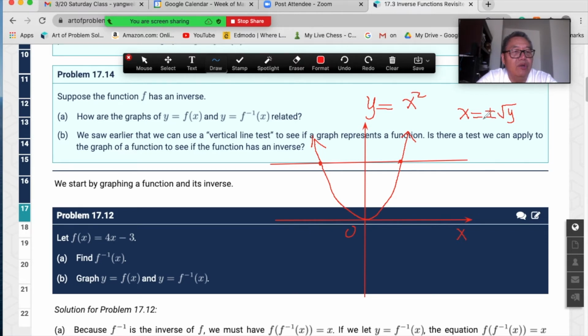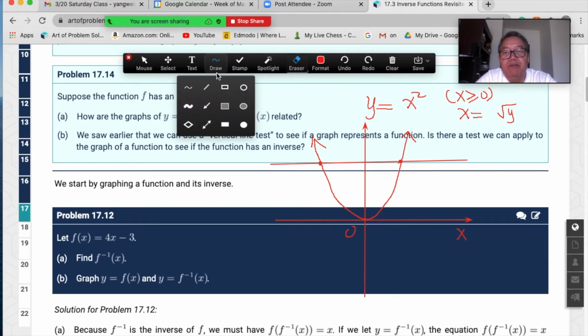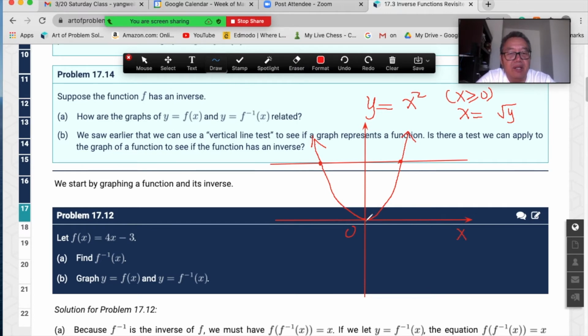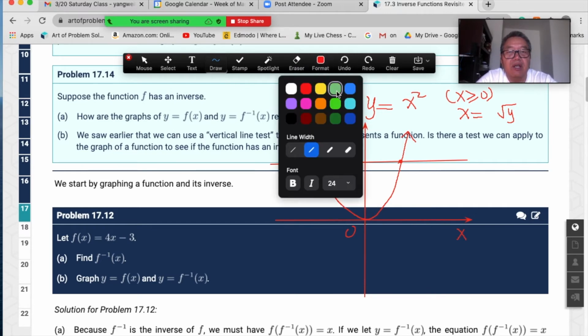So then you get two branches, right? Then that means this one cannot be a function. If you want to get an inverse function, you need to limit x to be greater than or equal to 0. That would be fine. But this way, you can only get x equals square root of y, right? You cannot take the negative. You get this, that would be an inverse function. You can say, if we limit that one to here, then this one, I can change the color.